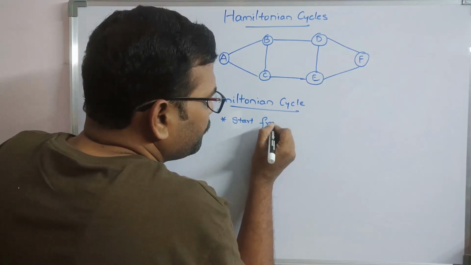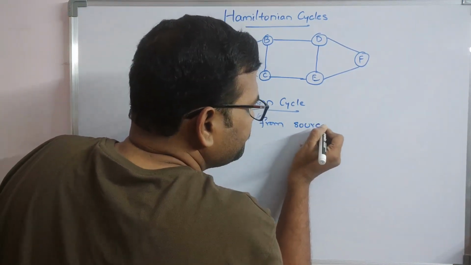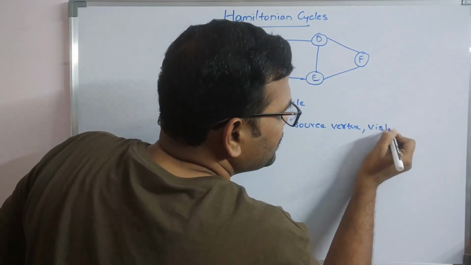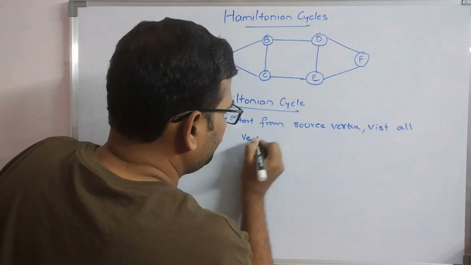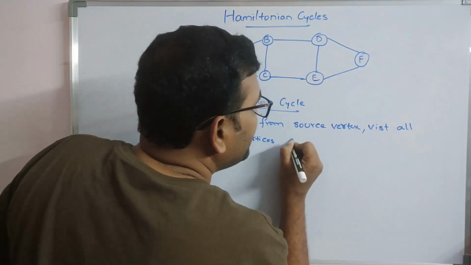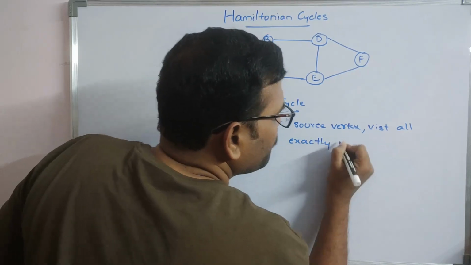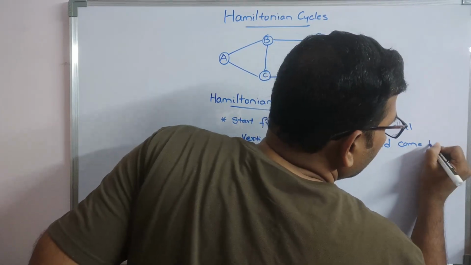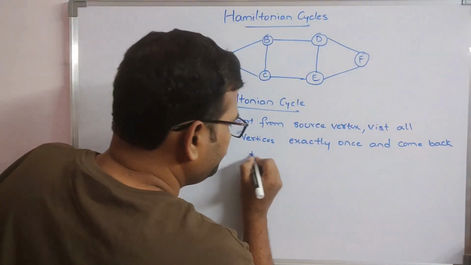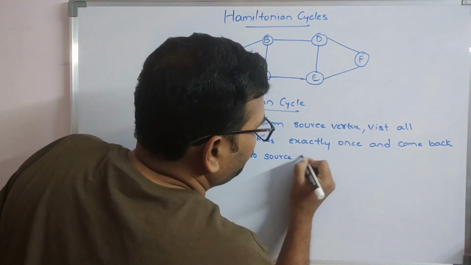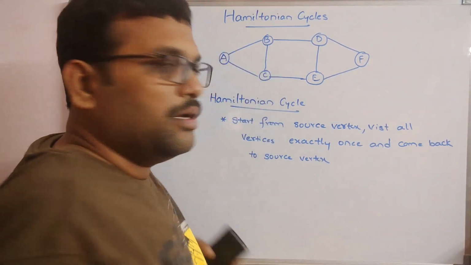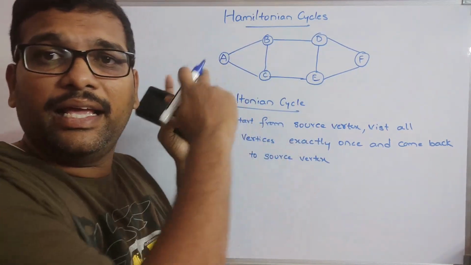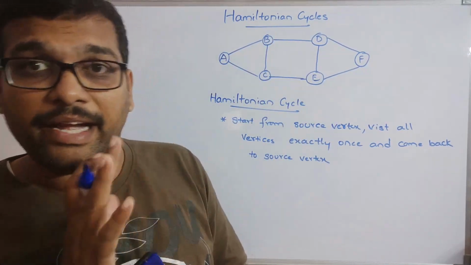Start from source vertex, visit all vertices exactly once, and come back to source vertex. This is called a Hamiltonian cycle. So we need to find out how many Hamiltonian cycles there are in this particular graph by using backtracking.